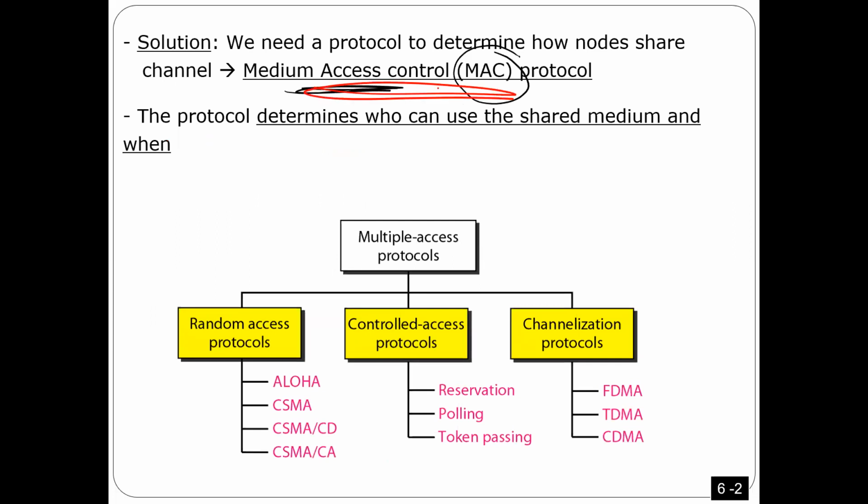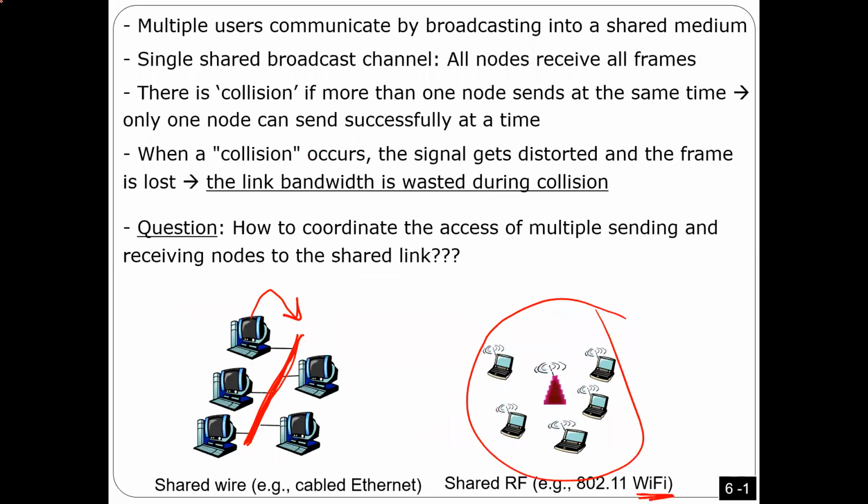This protocol, we call it medium access control. The medium access control protocol should determine who can use the channel medium and when. So we need a protocol to determine who can use the channel medium and when, to reduce or eliminate collisions. Is that okay? So here, let me read what I wrote here.